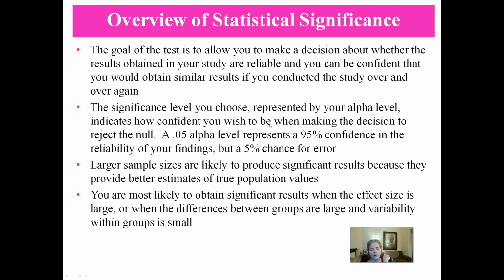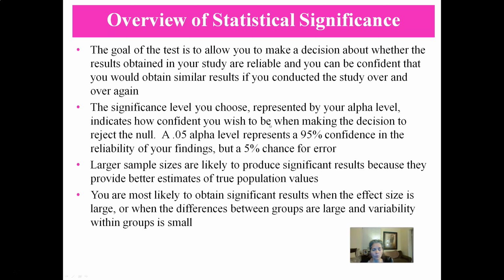0.05 is the bare minimum that you should go. 0.01 is more common nowadays, but it lets us know when we're using an alpha level of 0.05, that's saying we have a 95% chance that our findings are actually due to our treatment, but we also have a 5% chance of making an error. So when we choose an alpha level of 0.01, that means we have a 99% chance that our results are due to our treatment effect, and only a 1% chance of making a mistake or error.